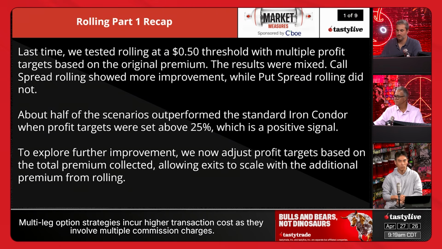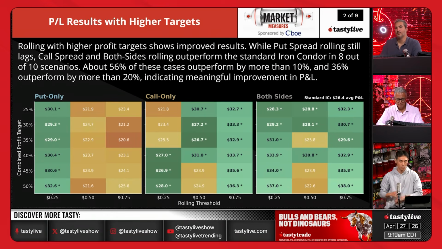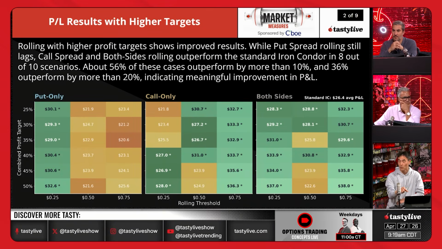All right, so let's jump right into the meat. First slide is the P&L. We have 72 different combinations: 24 in put spread, 24 in call spread, and the other 24 in rolling both sides. Now this is much more promising. You can see on the call side and both sides, the majority of them are green. So 8 out of 10 scenarios on the call side and both sides can beat the standard iron condor. Rolling both sides.